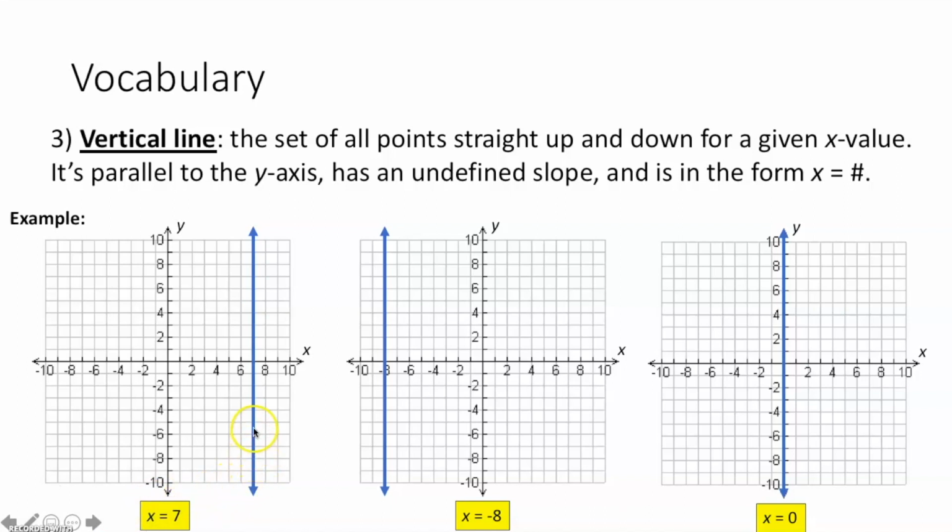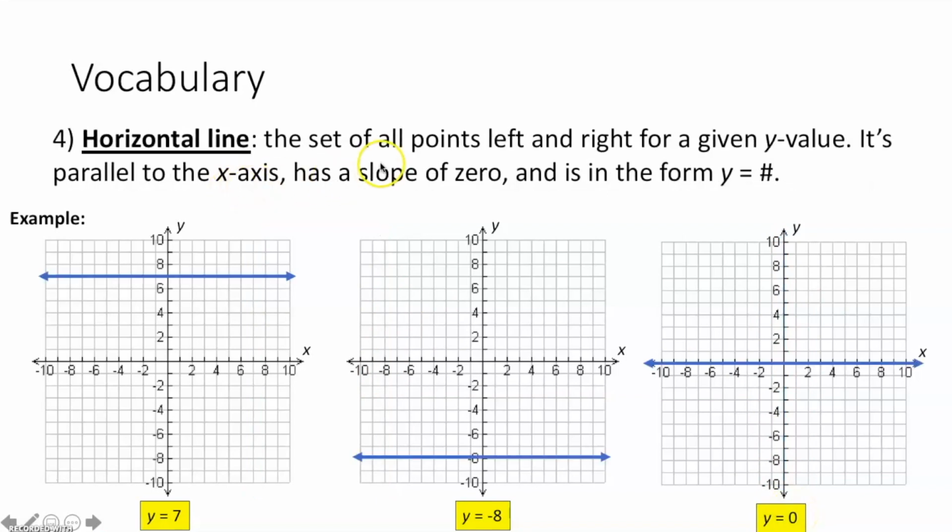Here, here, here, here, here. This is 7 comma 0. This is 7 comma 1, 7 comma 2, 7 comma 3. So you need everywhere where x is equal to 7. Same thing here. This is everywhere where x is equal to negative 8. Every point that has an x coordinate of negative 8. Here, this is every point that has an x coordinate of 0.